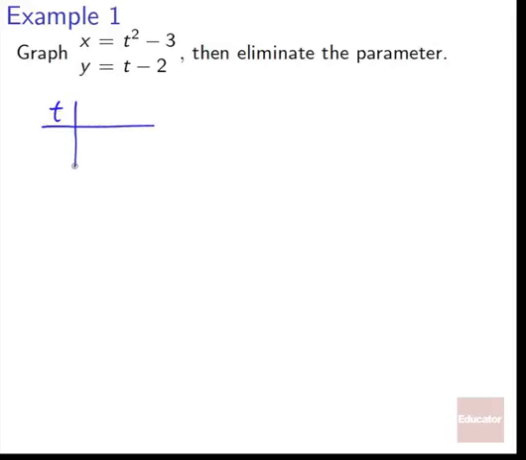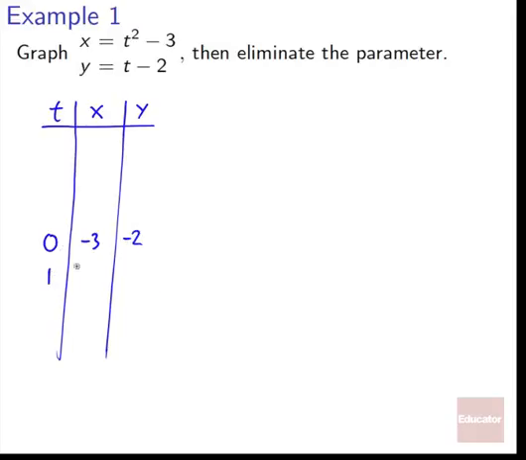So we plug in some t values, and that's going to wind up spitting out x values and y values. So instead of spitting out one value, it now spits out a pair of values, which is our point. So let's consider if we plugged in 0. Plugging 0 into x, 0 squared minus 3 gives us negative 3, and plugging 0 into y, 0 minus 2 gets us negative 2.